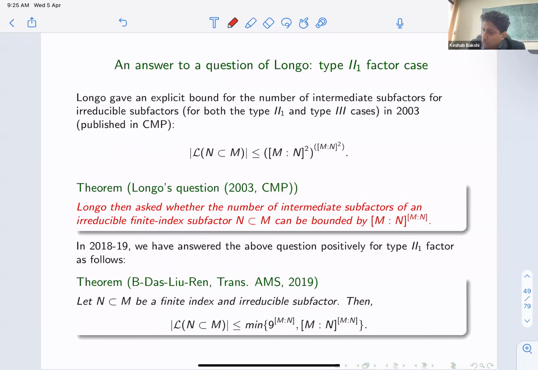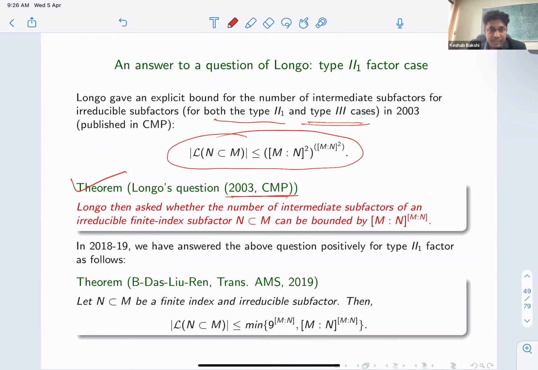Then Longo in this CMP paper explicitly asked this question. In the CMP paper, in both the type I case and the type III case, he has given a bound on this finite set. So Watatani proved that this set is finite. Now, Longo has given an explicit bound by index squared, whole power index squared. And then he explicitly asked this question in the Communications in Mathematical Physics paper, whether this can be bounded by index power index or not. That was his question.